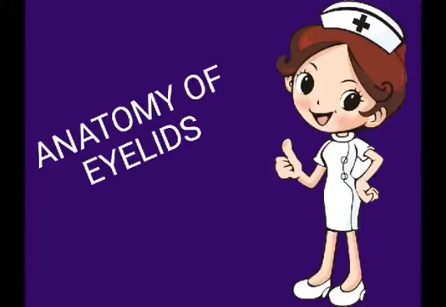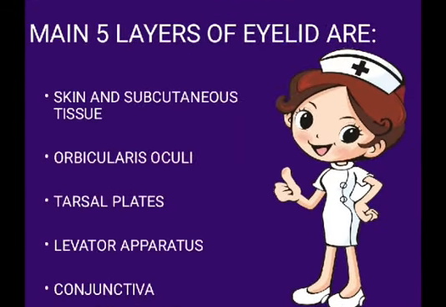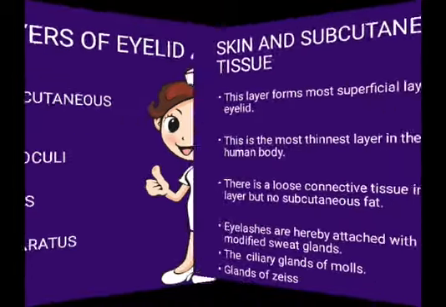Hi everyone. Today I am giving you an explanation about the topic anatomy of eyelids. There are different layers of eyelids, but the five main layers are: first, skin and subcutaneous tissue; second, orbicularis oculi; third, tarsal plate; fourth, levator apparatus; and fifth, conjunctiva. So let's discuss one by one.